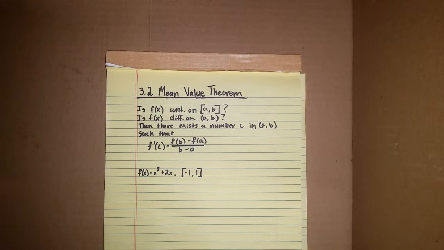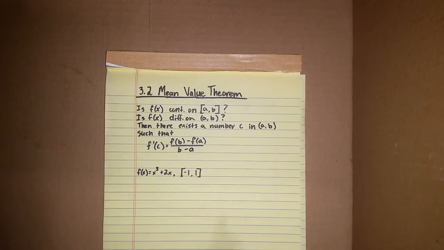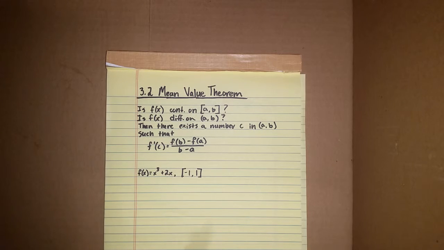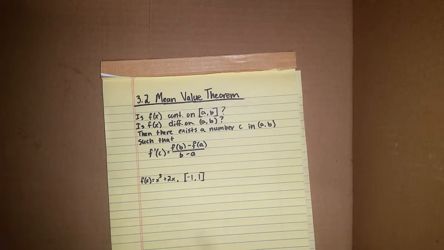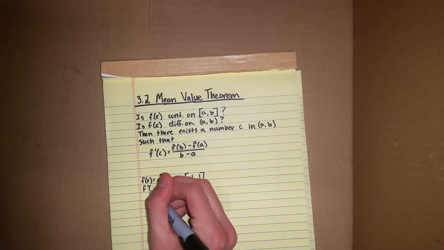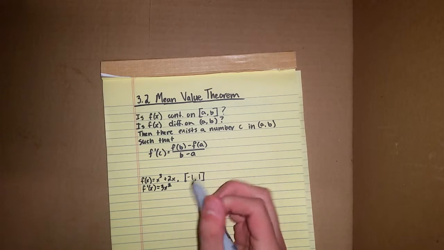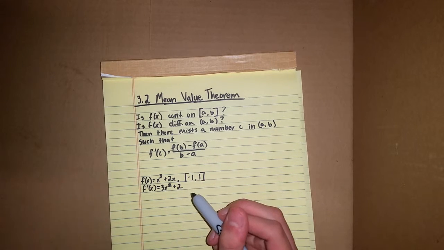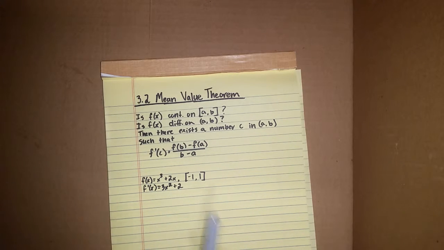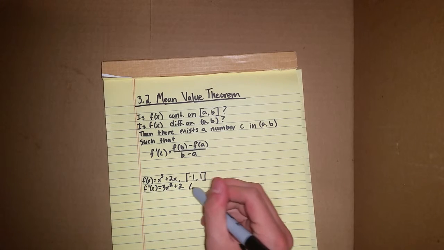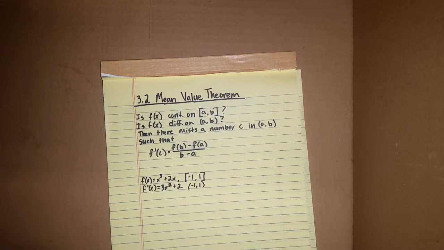So for this first problem here, we have this function. First question we have to ask is, is it continuous on this interval? And yes, it is. So next question we have to answer is, is it differentiable? To do that, we have to take the derivative. So f prime of x is equal to 3x squared plus 2. So now, is this differentiable on the open interval, negative 1 to 1? And yes, it is.